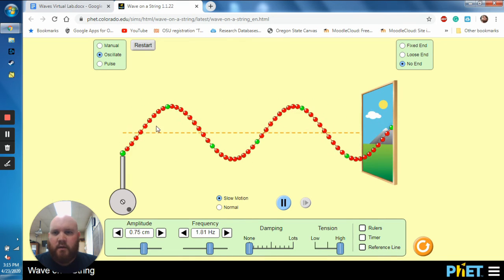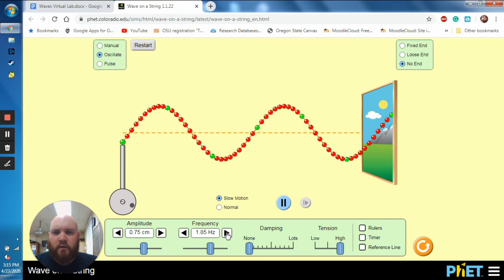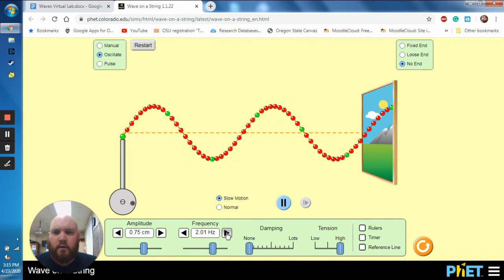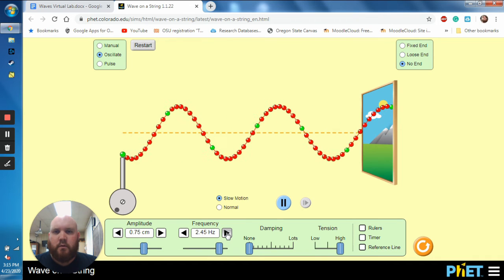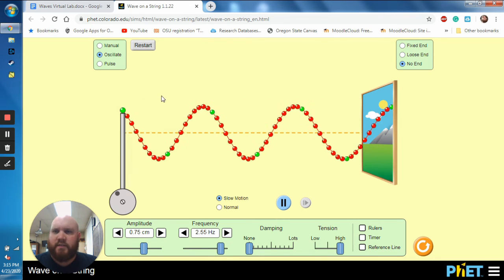Increase the frequency. Seeing a couple more waves on the screen as we go up. Let's see. There we go. Even more waves on the screen. So what does that mean?